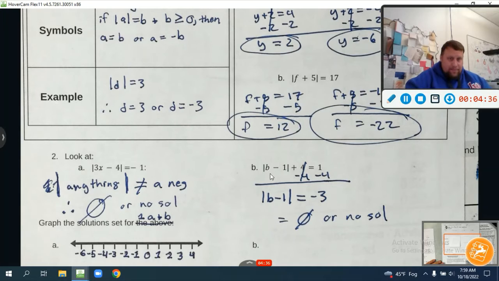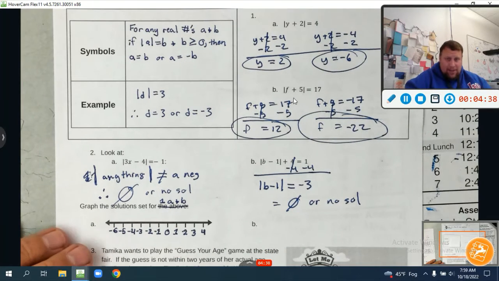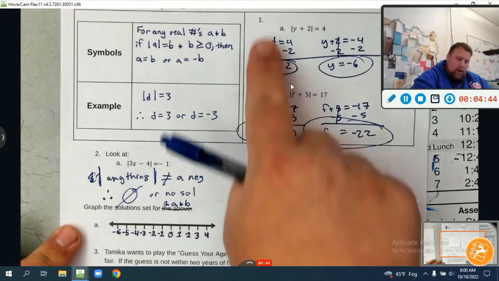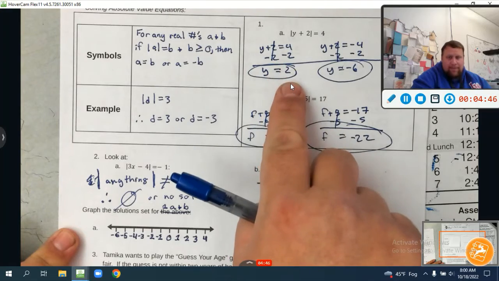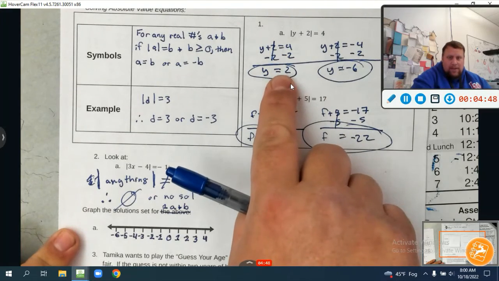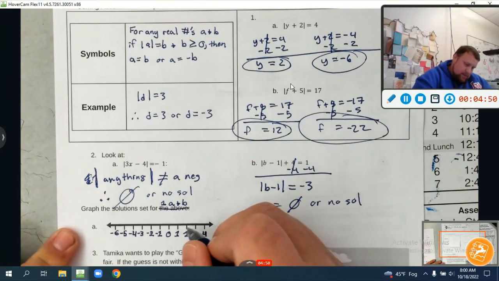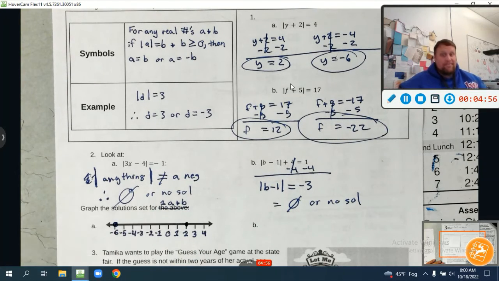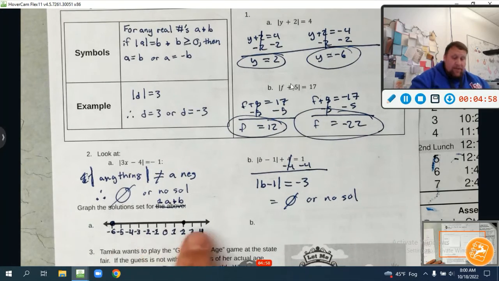Now, there will be times where you are asked to graph the solution set to an absolute value problem. So it says graph the solution sets for 1, that's up here, 1a and b. So 1a, what is the solution? 2 and negative 6. Boom. I put a dot at 2 and a dot at negative 6. That's the graph.